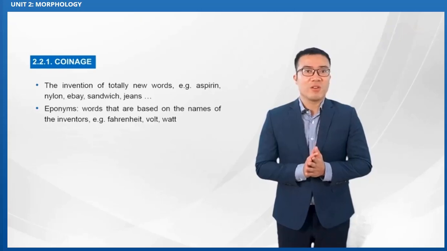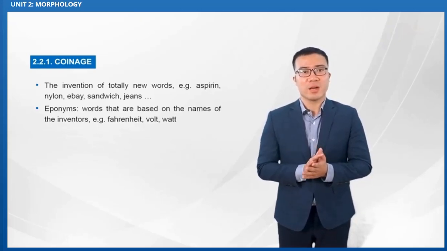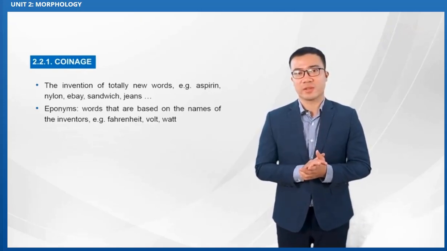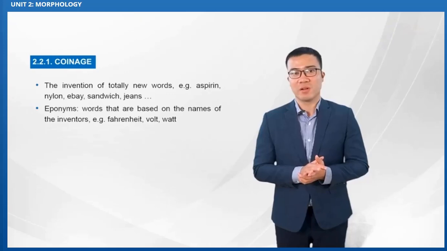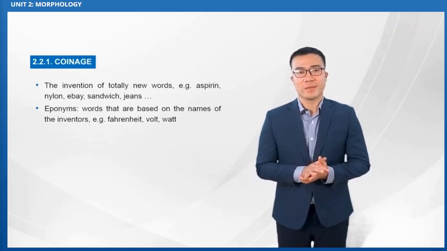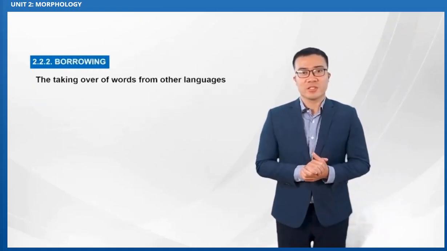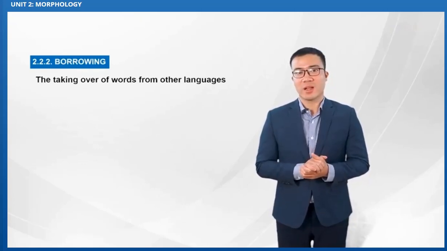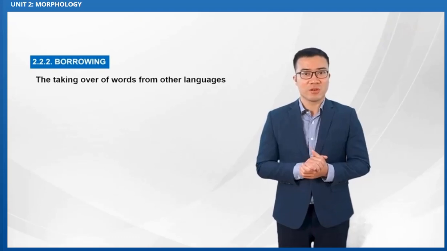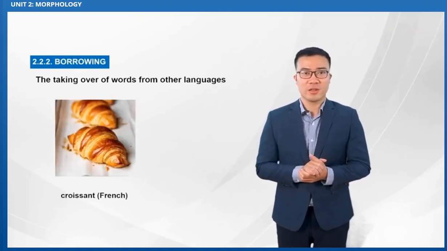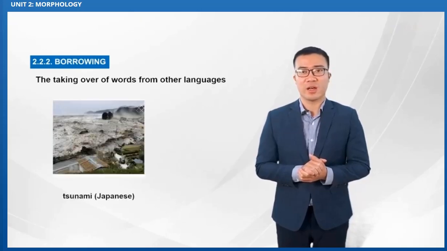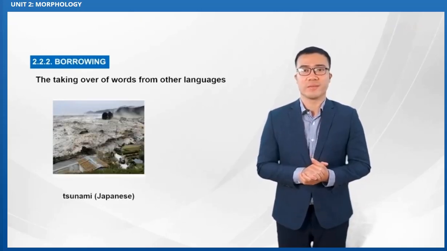I'd also like to pause here to distinguish between coinage and eponyms. Eponyms are a kind of coinage, but formed based on the names of the inventors. For example, Fahrenheit, volt, or watt. The second process of word formation is borrowing. Borrowing is a taking over of words from other languages. For example, croissant is borrowed from French, piano from Italian, yogurt from Turkish, and tsunami from Japanese.